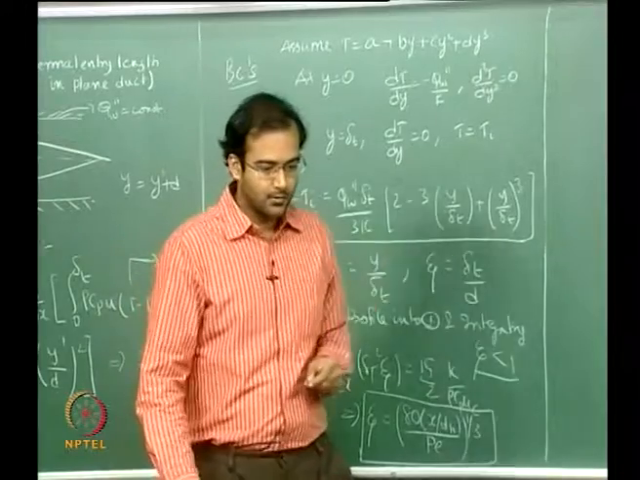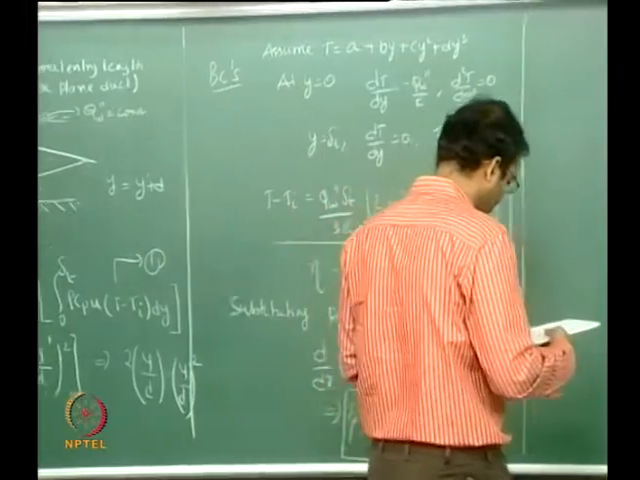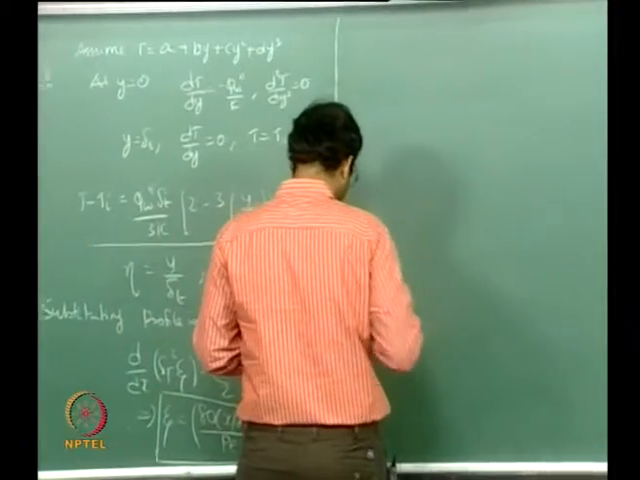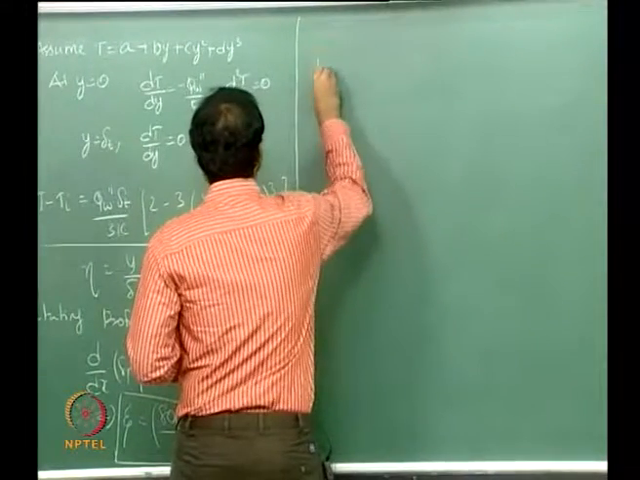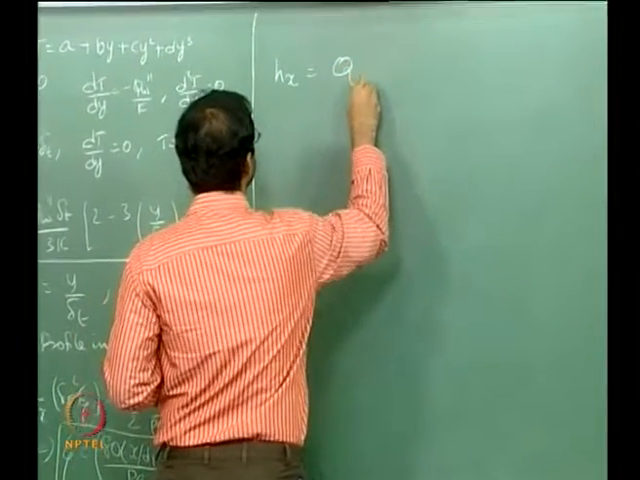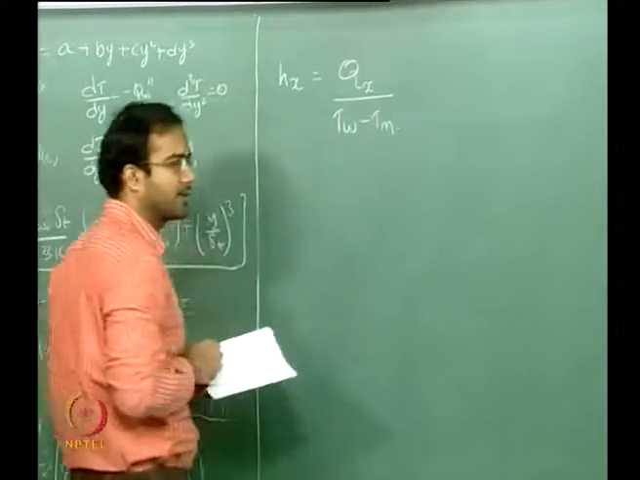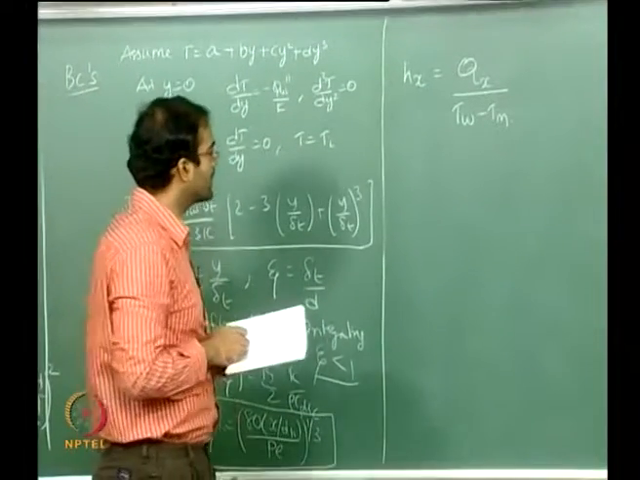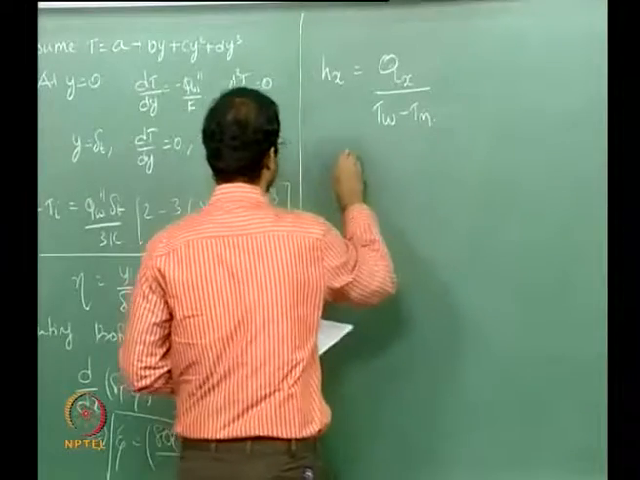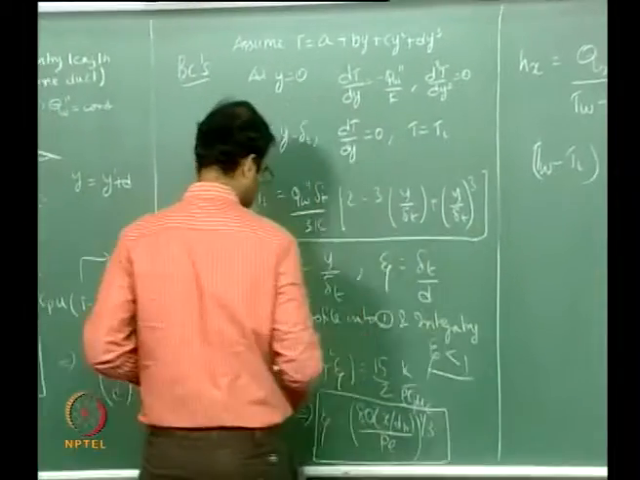From here we have to go on and get the expression for the heat transfer coefficient. We define our heat transfer coefficient h of x, which is varying locally in the thermally developing region, as q x divided by T wall minus T m. This is our definition in internal flows. So now we need to get the denominator, which is T wall minus T m. We can get T wall minus T i from the profile that we have.